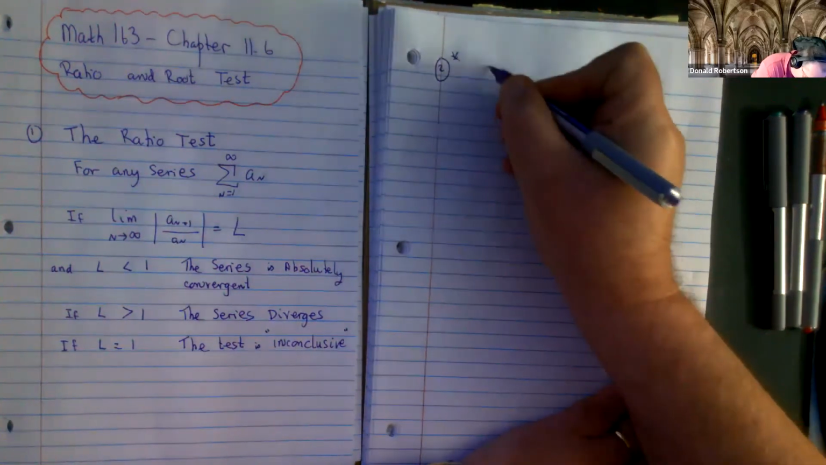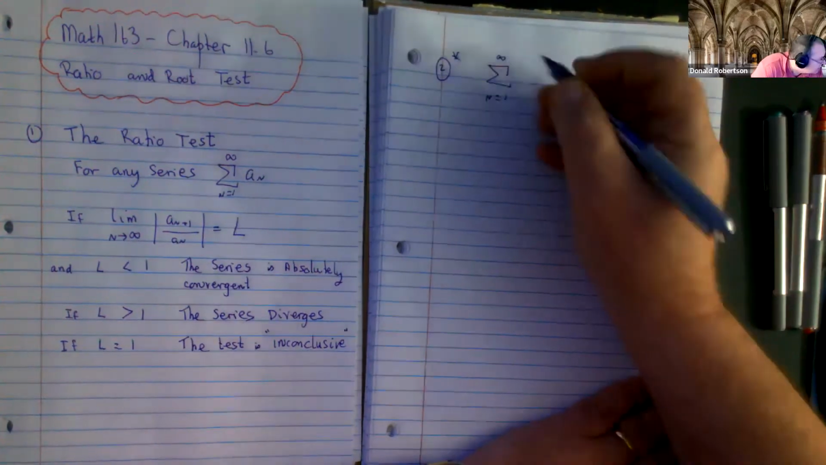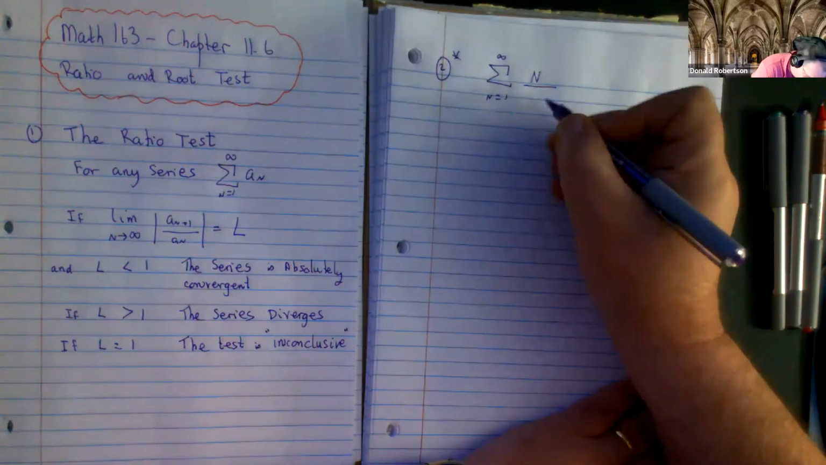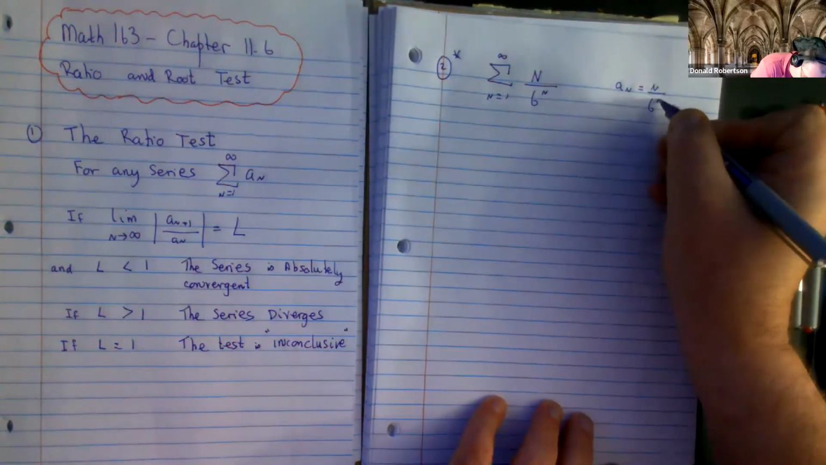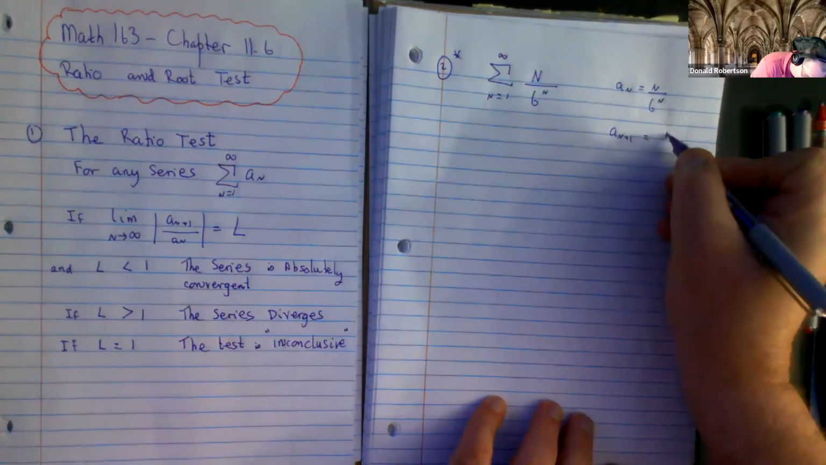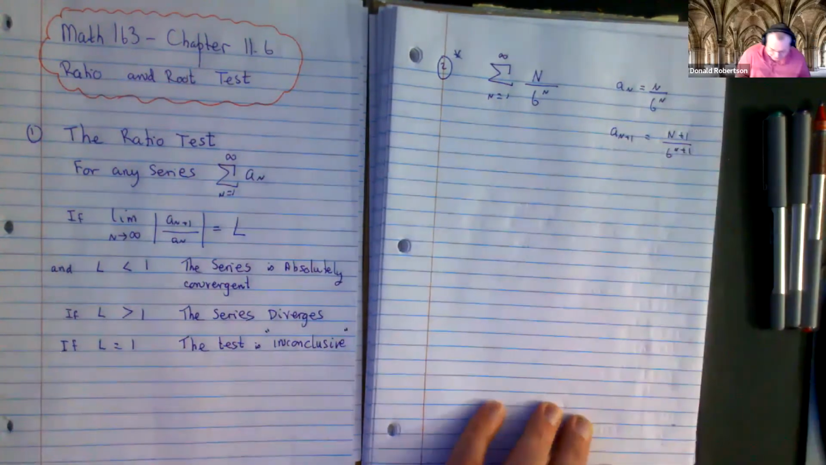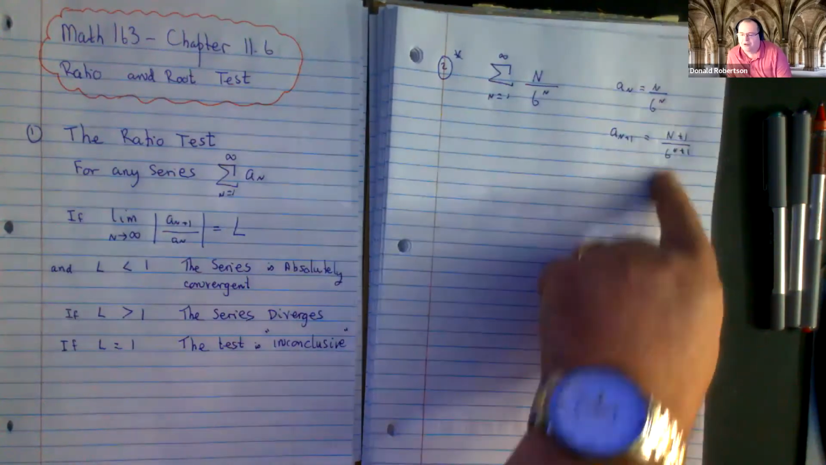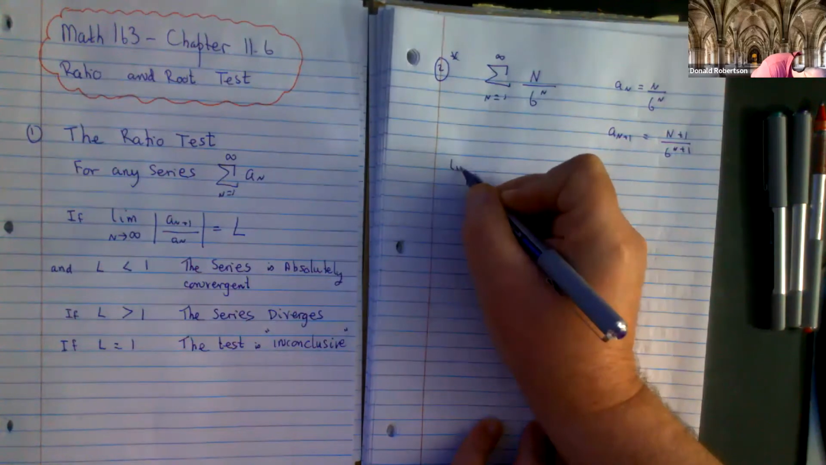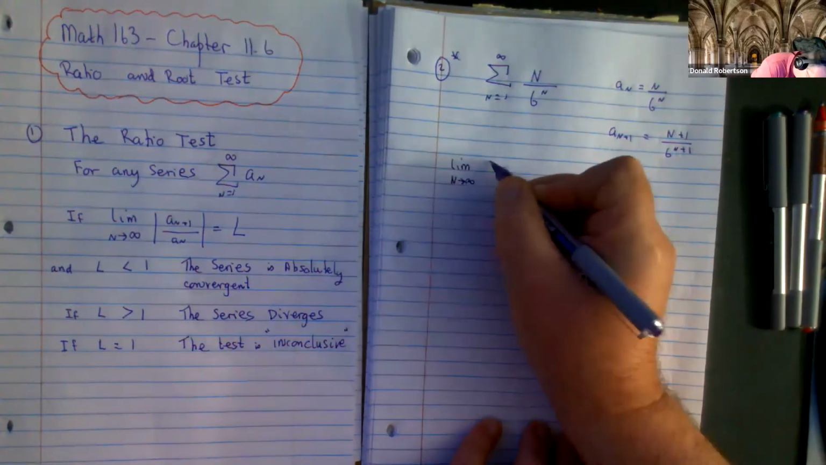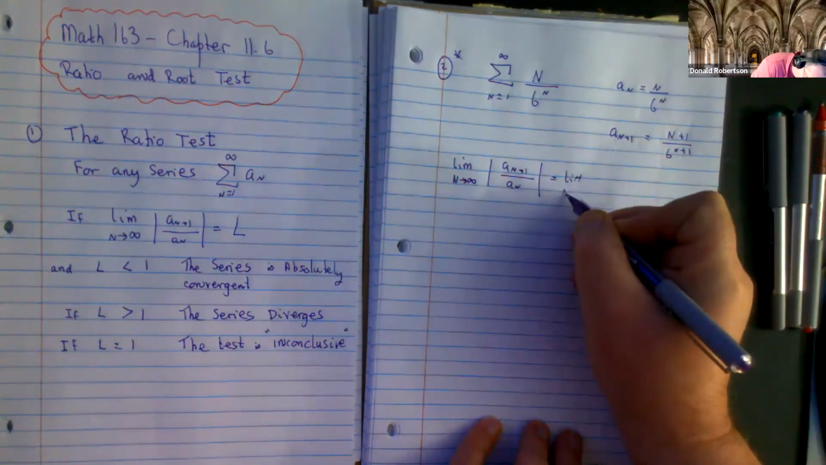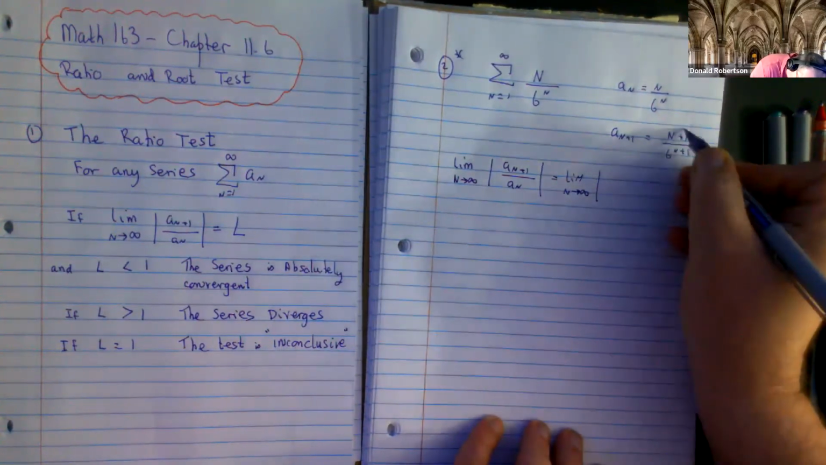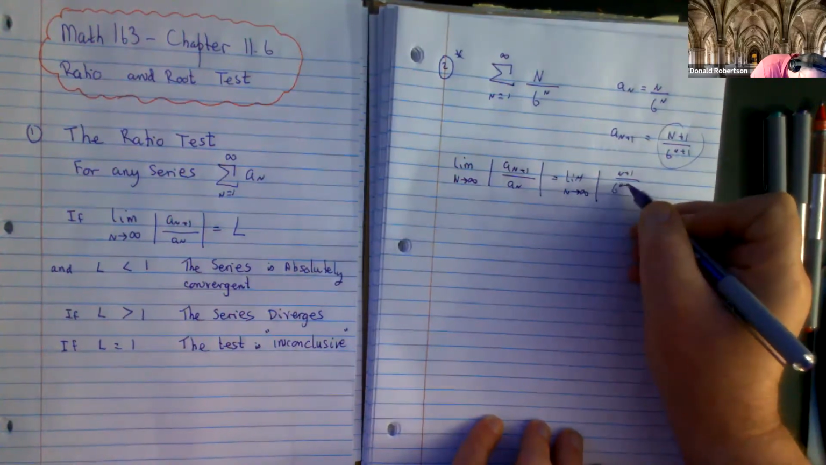So let's try this out. Here's a version of question 2. We're interested in that guy. So a_n is that guy. a_(n+1) is that guy. Now, once you get comfortable, you probably won't be writing this down, but right now I'm doing it. So the ratio test says we find the limit as n tends to infinity of a_(n+1) over a_n. So in this case, it's going to be the limit as n tends to infinity of this guy divided by this guy.